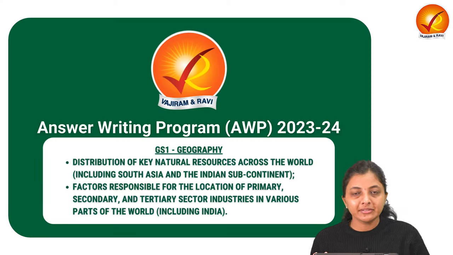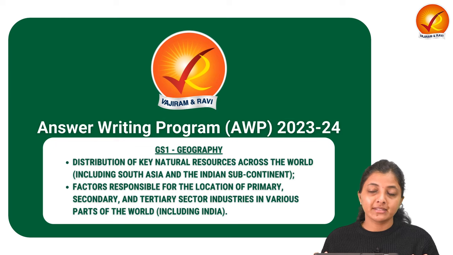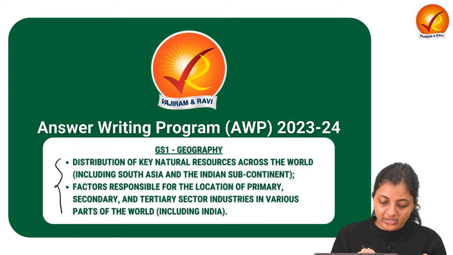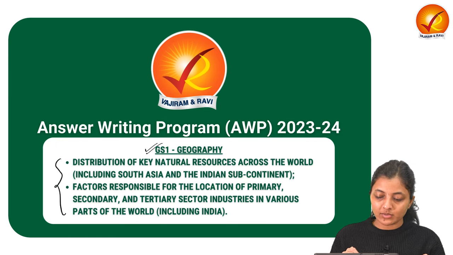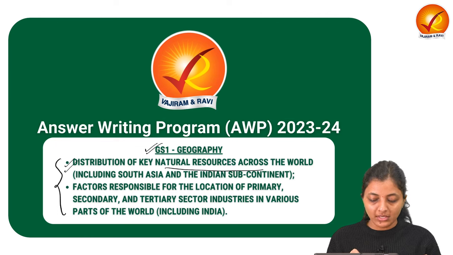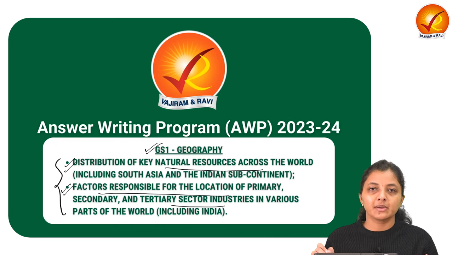In December month, we are covering GS1, that is History, Society and Geography. And today we are discussing questions from two topics from GS1 Geography: the distribution of key natural resources across the world, and the second topic, the factors responsible for the location of primary, secondary and tertiary sector industries in various parts of the world.